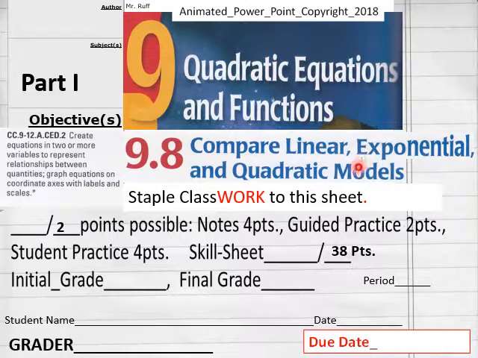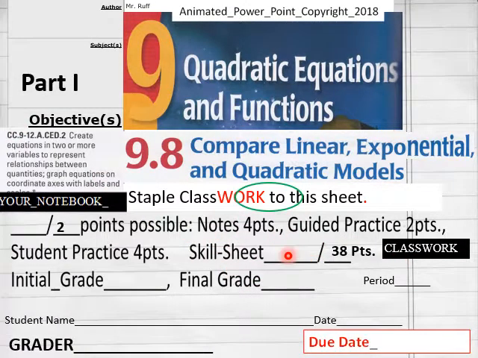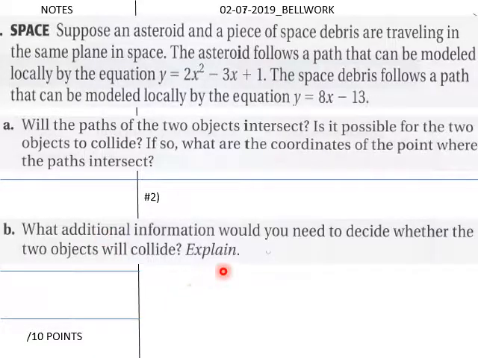9.8, compare linear, exponential, and quadratic models. Part 1, here is our standard. We have a 38-point skill sheet for the classwork and 2 points for the notebook taking guide.